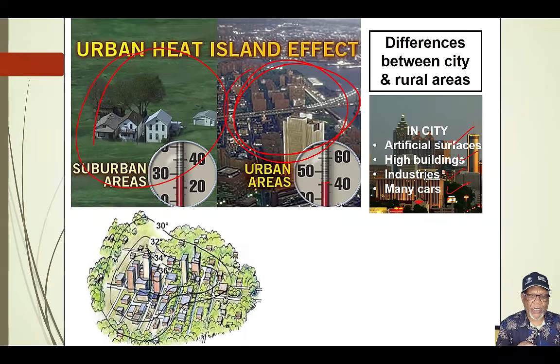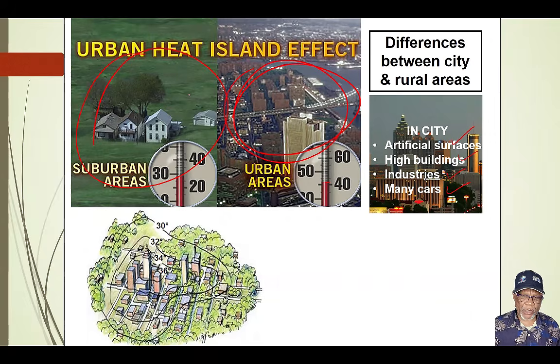And now when you're looking at rural areas, you can see we have natural surfaces and we have low building density. We don't have a lot of buildings here, and therefore the heat is escaping easily, and we have vegetation that is not creating a lot of heat, and natural surfaces don't absorb a lot of heat.